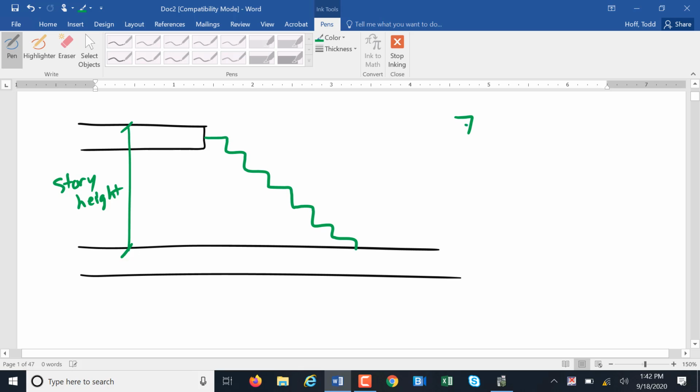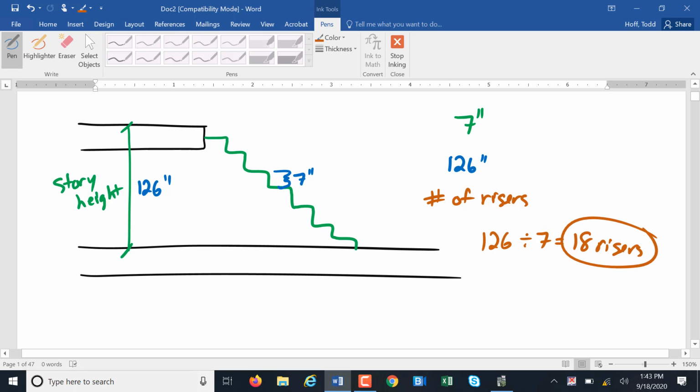If I have a typical riser of 7 inches tall, so the riser is this height right here, 7 inches. Let's say we have 126 inches for my story height here, from one floor to the next. How many risers do I need? Okay, how'd you get that? Perfect. 126 divided by 7 gives us 18. That is correct.